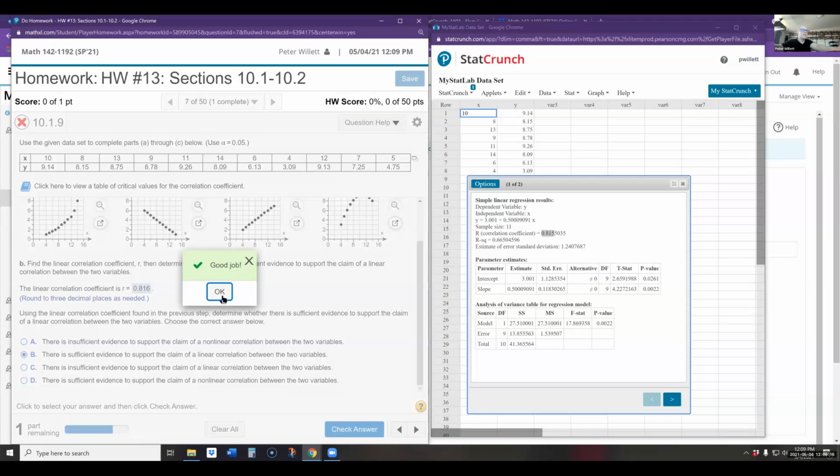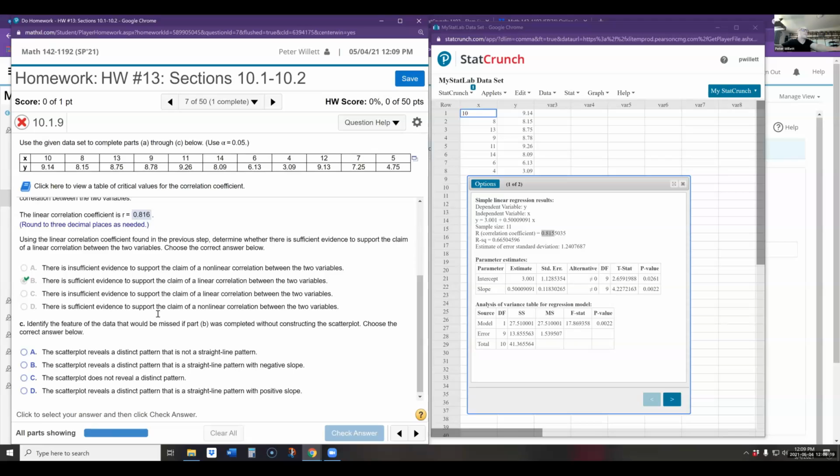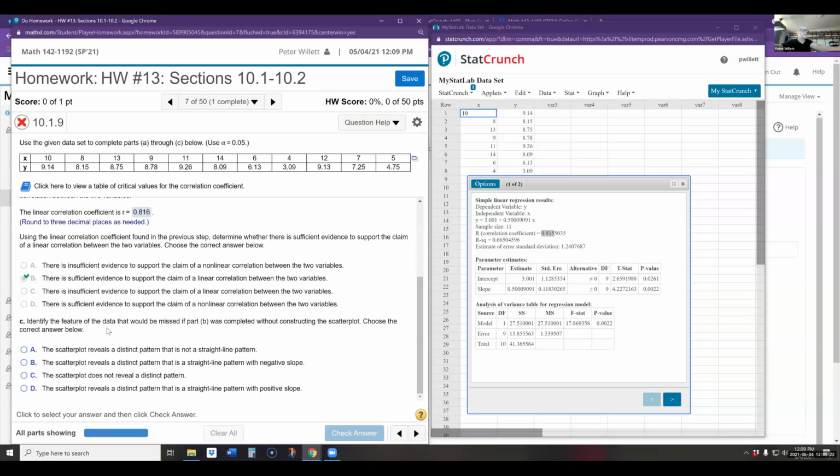All right, so then we say, oh, well, it's giving us the wrong answer. The scatter plot shows it's wrong, but they have finally a part C. It says, identify the feature of the data that would be missed if part B was completed without constructing the scatter plot. So they're trying to show you that yes, it might look like there's a linear correlation if you just look at R, but you need to look at the scatter plot too. What we saw in the scatter plot is a non-linear, curved kind of pattern. So the scatter plot reveals a distinct pattern that is not a straight line pattern. That's the key that would be missed if we just looked at the StatCrunch numbers and the R value and stuff like that.